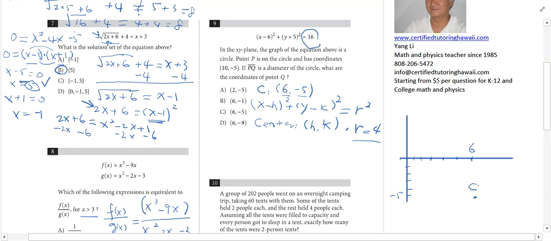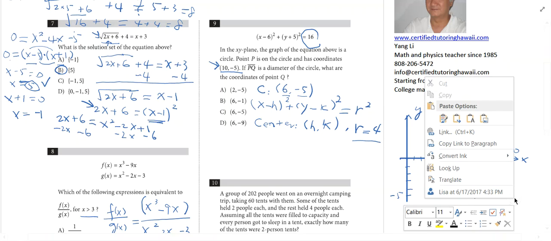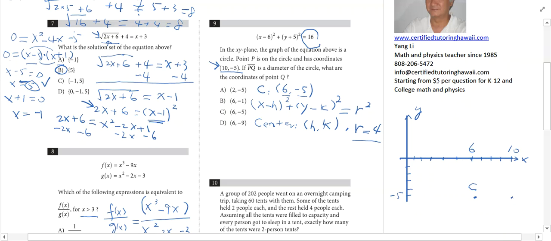This is the center. And then they told you that the point P is here, at (10, −5). So you go by 10: 6, 7, 8, 9, 10. Suppose this is 10 here, and this is the x axis, and this is the y axis. Make it nice here. So (10, −5) is here. This one will be P.